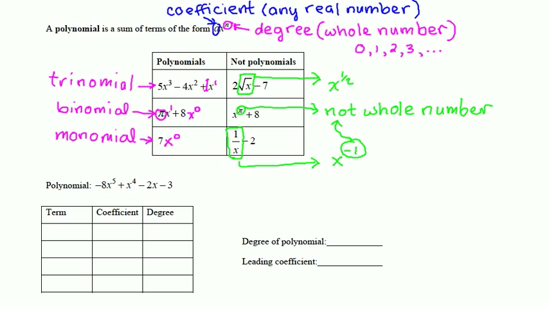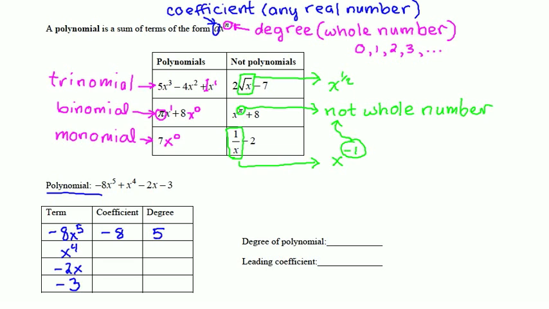A little bit more language. We said that the coefficient is the number that's multiplied and the degree is the power. So if we look at this polynomial below, we have 4 terms in it. The first term is -8x to the 5th. The second term is x to the 4th. The third term is -2x, and the last term is -3. Each of these has a coefficient and a degree. The coefficient of the first term is -8, the degree is 5.